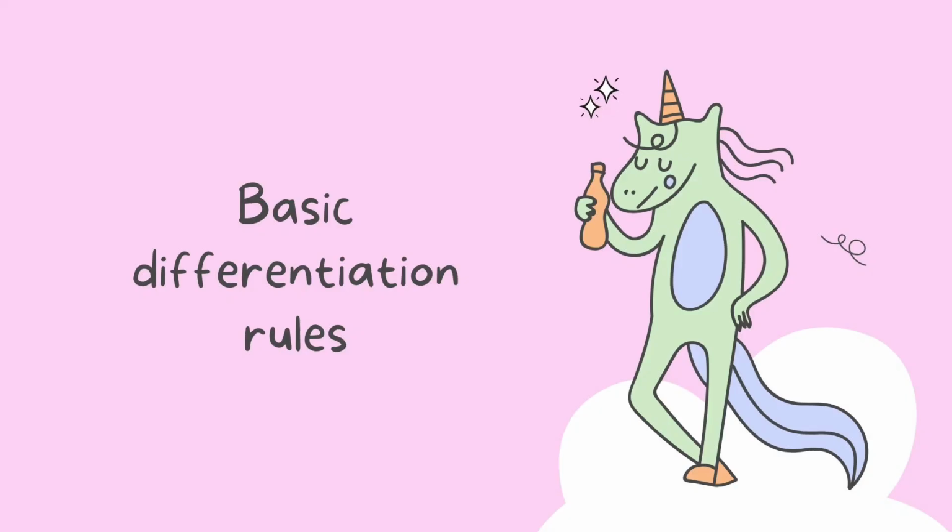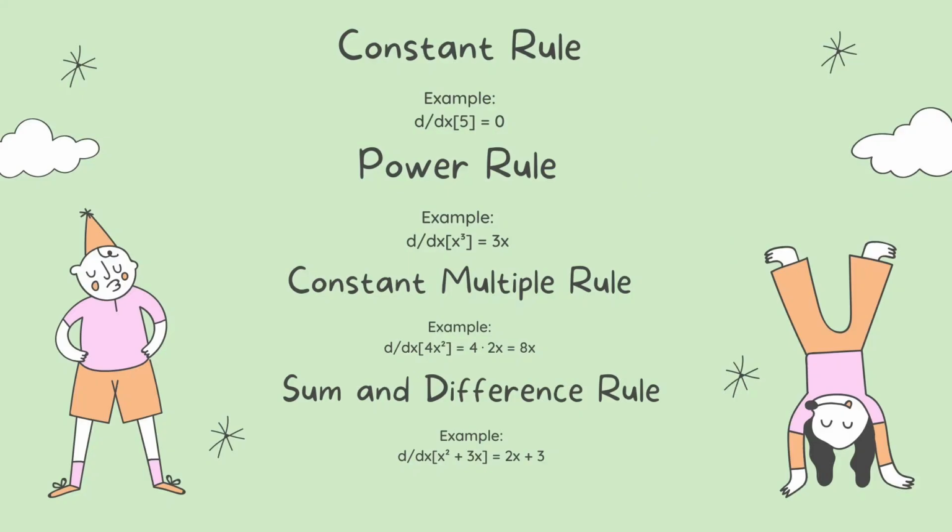Now, I'll be explaining the basic differentiation rules. Let's begin. First, we have the constant rule. In the constant rule, if you differentiate a constant number, the answer is always 0. For example, if you differentiate 5, you will get 0.